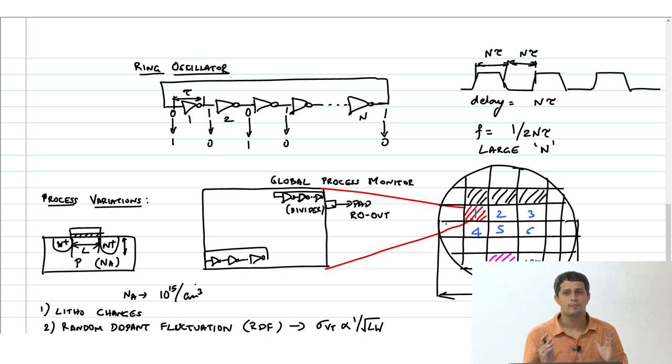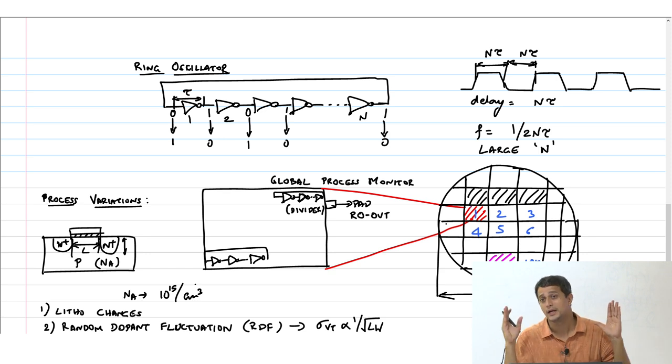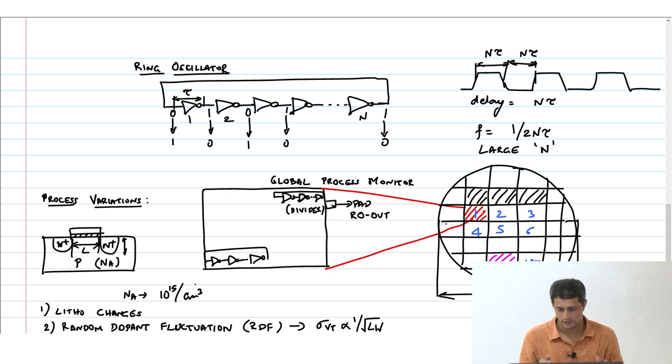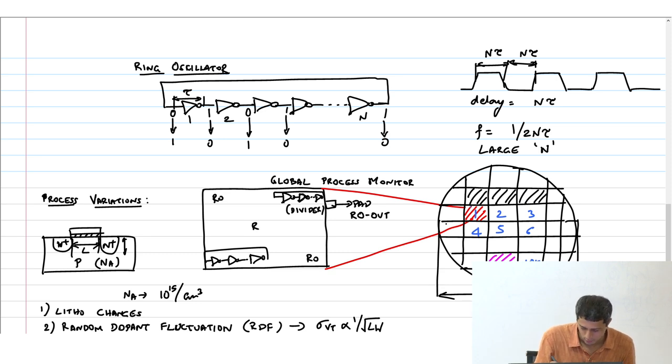Right? So typically what people will do is they will put ring oscillators in multiple locations on the chip. If it's a big chip, they'll put one here, one here, and maybe one in the center also. And all of these will be accessible through pads.